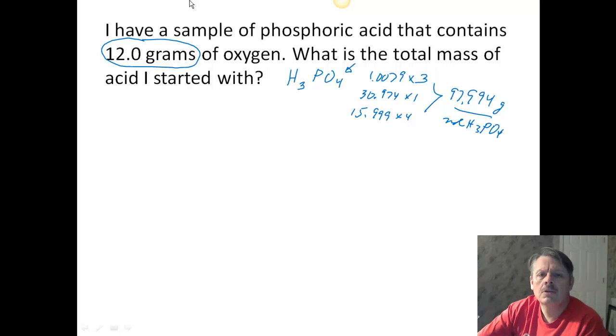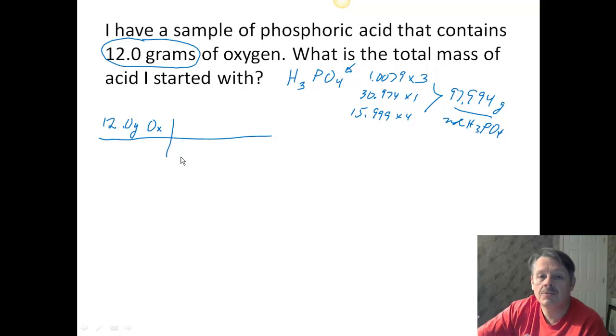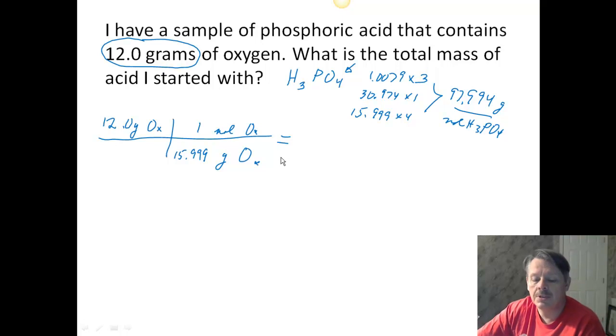So let's look at how many moles of oxygen I have. Well, I'm starting out with 12.0 grams of oxygen. I'm going to write OX just so you're not confusing it with O. And I'm trying to go from grams of oxygen to moles of oxygen. And 1 mole of oxygen is 15.999. Right? And when I do that math, well, that's almost a mole, isn't it? Well, in fact, that is 0.75. It's 3/4 of a mole, 0.75 moles.